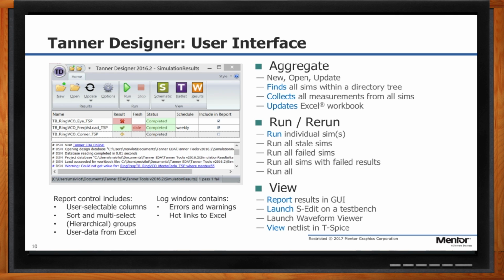The second thing you can do is run or rerun simulations, and you can choose groups of simulations. They can be either individual simulations or categories, like all the failed ones or all the ones that are out of date. And these launch the simulator on the net list that's created from the schematic that captures the test. And the final thing you can do is view the results.